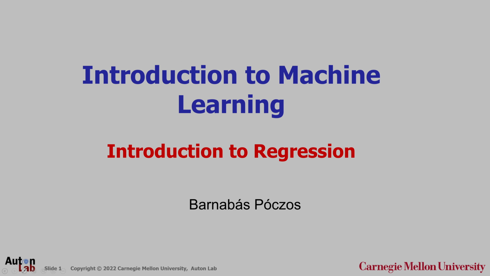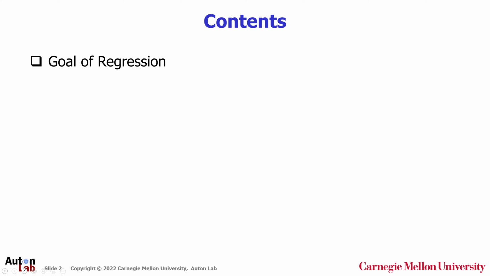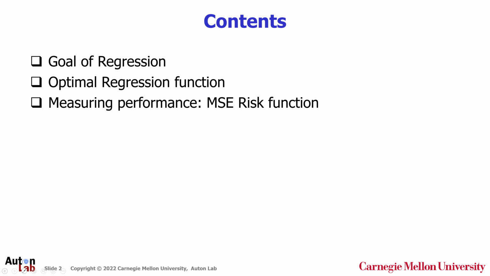The plan for today is to have a brief introduction to regression. We will define what regression is, then discuss what the goal of regression is, what we mean by the optimal regression function, and how to measure the performance of different regression methods. Then we will talk about how to define the consistency and convergence rates of regression methods.